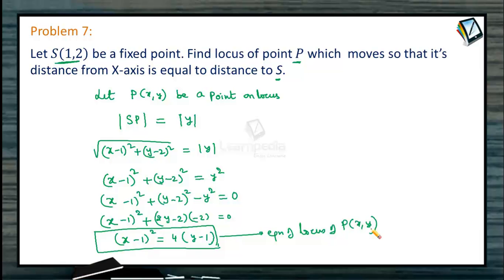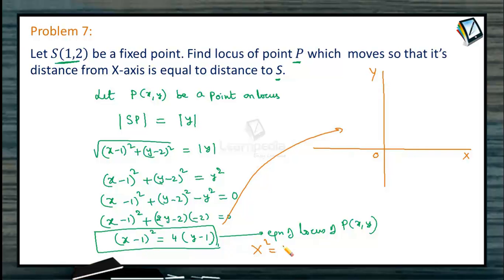We shall have a trace of this. Let's say these are the coordinate axes OX, OY, and we have a point S. We need to trace this curve. So the basic equation is something like x square is equal to 4y, where x and y are displaced by 1 unit. So I locate the point 1 comma 1, and this is an upward parabola.